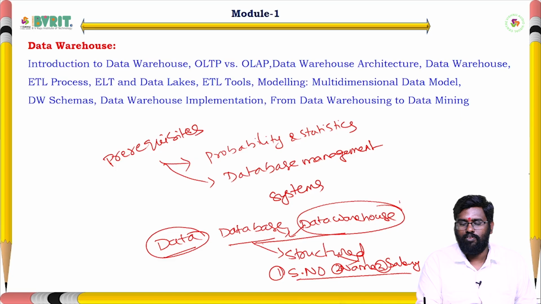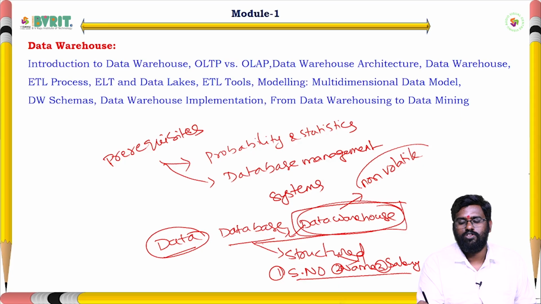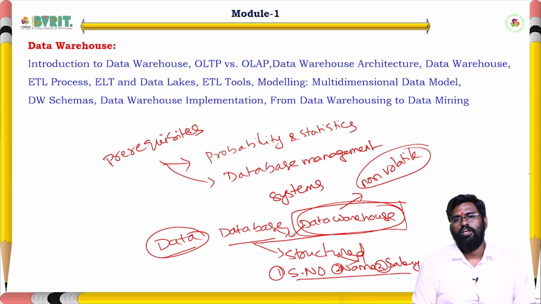That's why we call the data warehouse non-volatile. Once the data enters into the data warehouse, that data will not be modified. Next time if you have to add anything, addition will be possible, but deletion will not be applicable. That's why the data warehouse is called non-volatile. This is the main characteristic of the data warehouse.